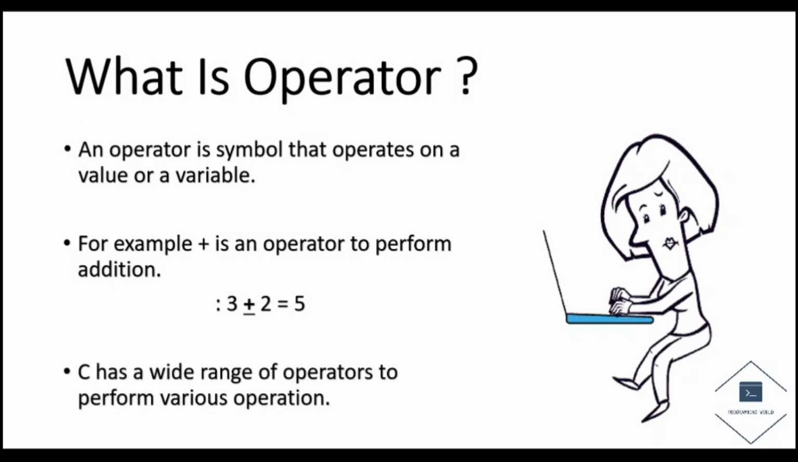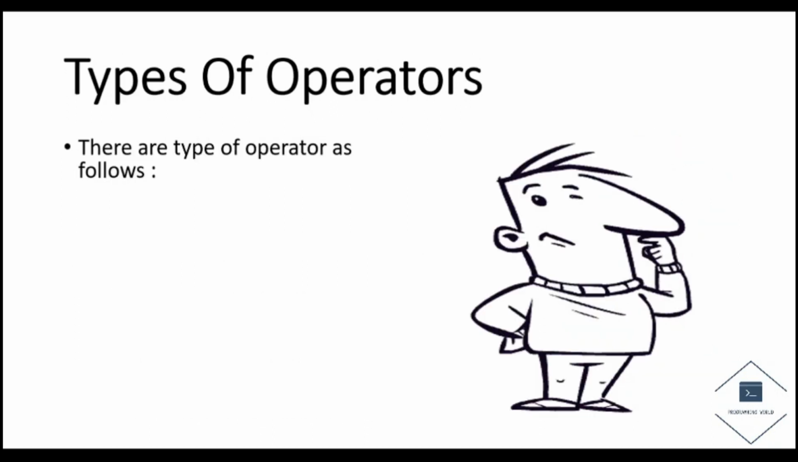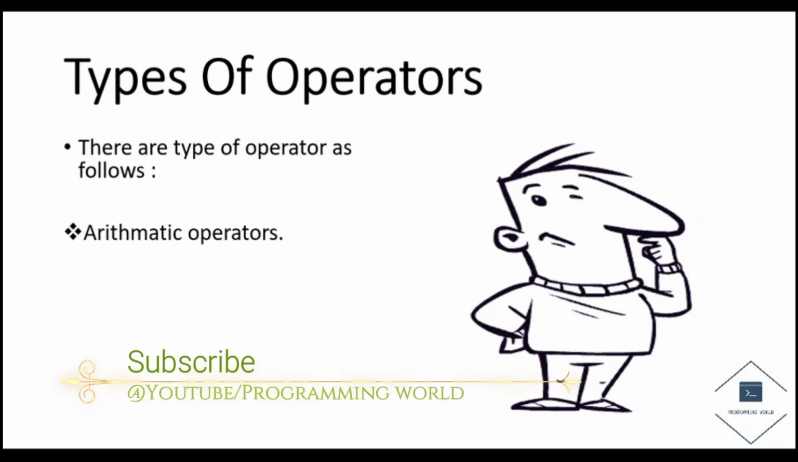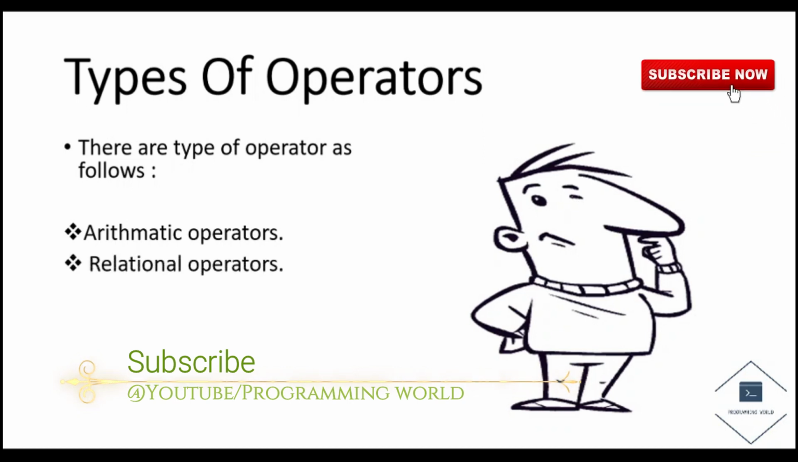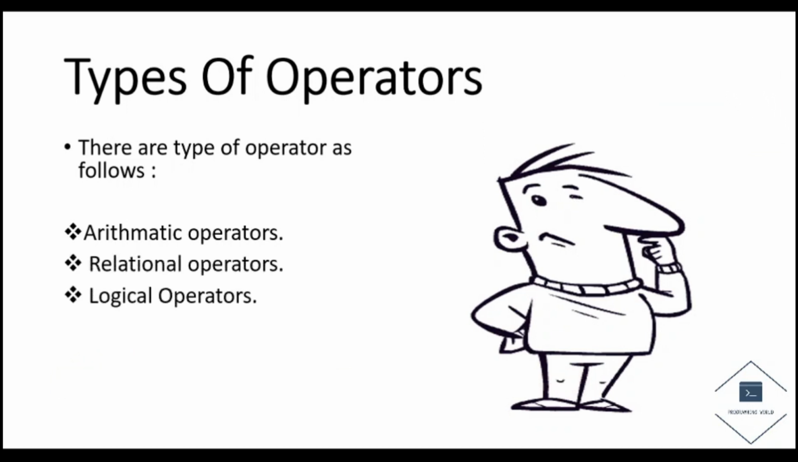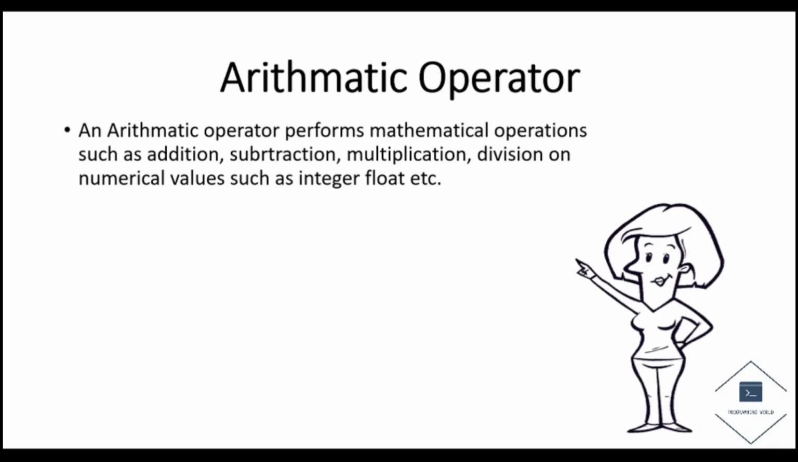C has a wide range of operators to perform various operations. Types of operators. There are five types of operators as follows. First one is arithmetic operators, second one is relational operators, third one is logical operators, fourth one is bitwise operators, and fifth one is assignment operators.